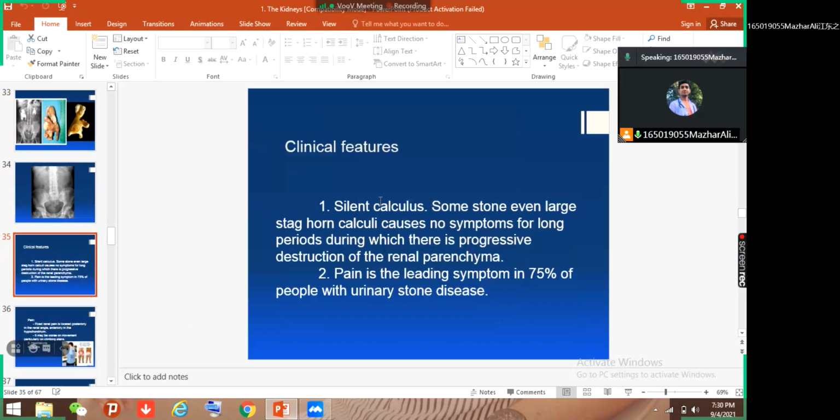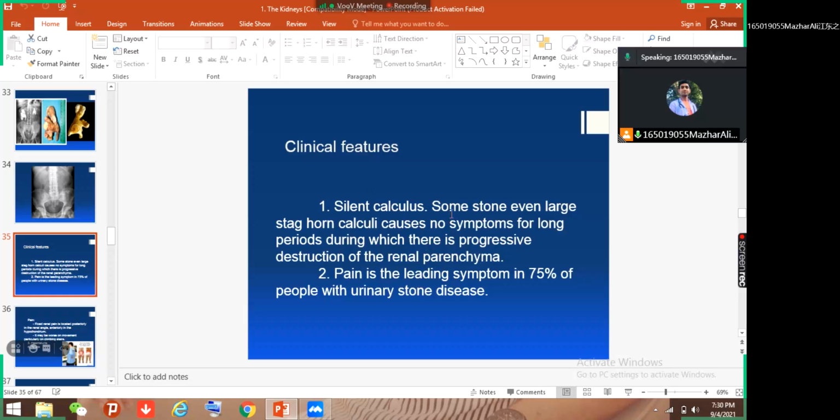So, silent calculus. What's the meaning of silent calculus? Some stones, even large ones like a staghorn calculus, cause no symptoms, but they progressively destroy the renal parenchyma. So this is an enemy, you can say an enemy of our body. It can cause destruction without causing any symptom. Pain is the leading symptom in 75% of patients with urinary stone disease.